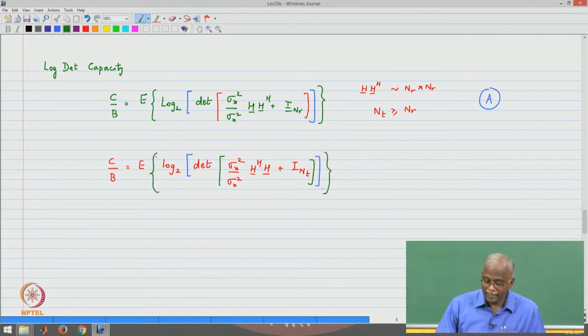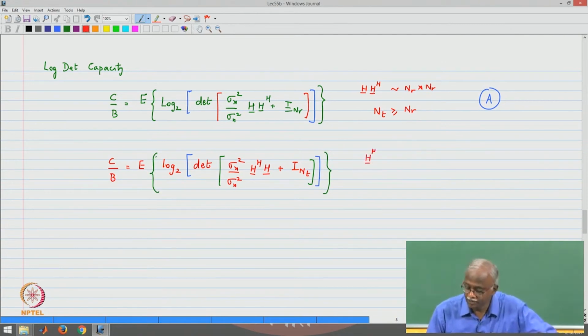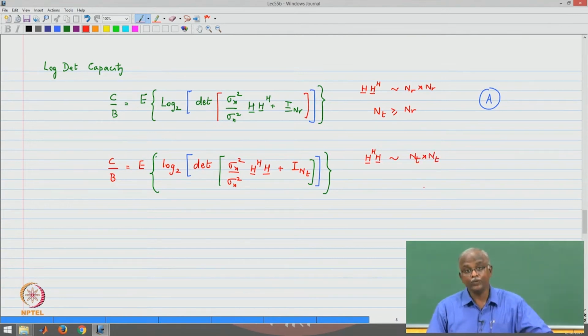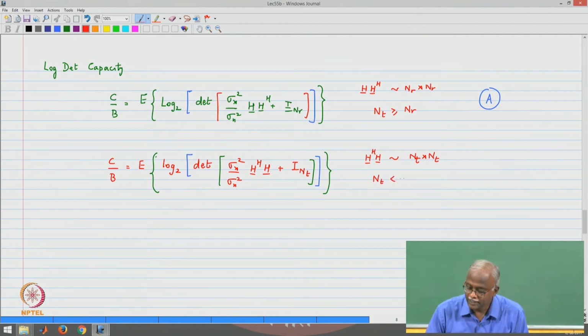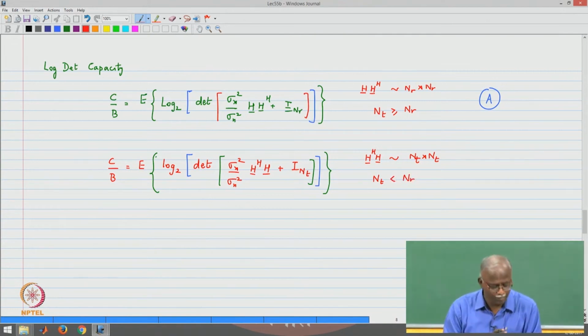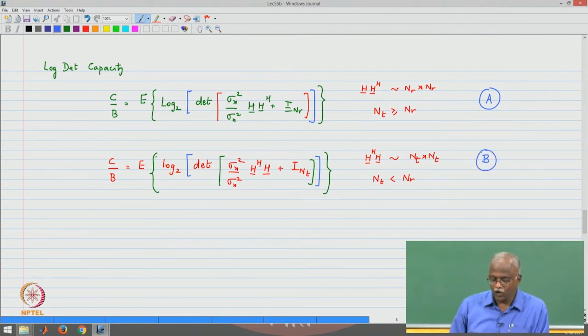Now, in this case we have the expression H Hermitian times H, which is of the dimensions nt cross nt, and this will be the limiting dimension when we have nt less than nr. In other words, when the number of receive antennas is greater than the number of transmit antennas, this would be the form, and we will call this form B of the log det capacity. Now, are they different from each other?